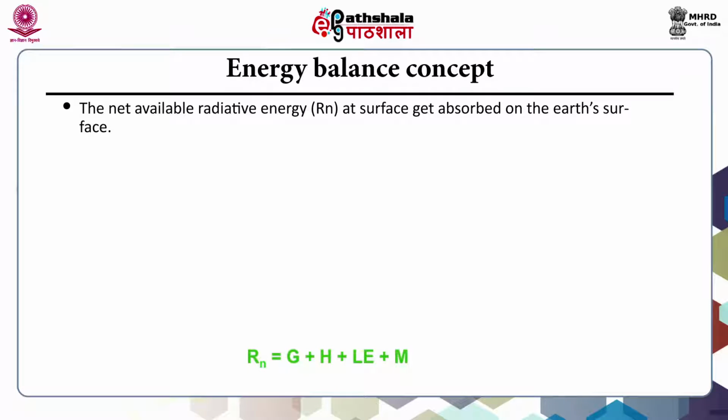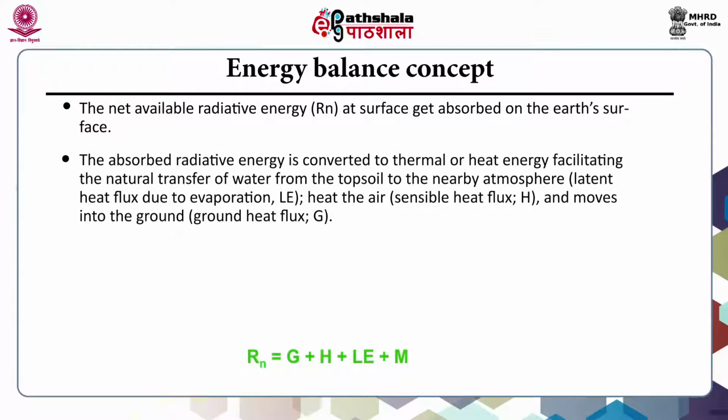Next one is the energy balance concept. The net available radiative energy, Rn, at the surface gets absorbed on the Earth's surface. The absorbed radiative energy is converted to thermal or heat energy, facilitating the natural transfer of water from the topsoil to the nearby atmosphere, that is the latent heat flux due to evaporation, LE; heats the air, that is the sensible heat flux, represented as capital H; and moves into the ground, that is the ground heat flux, which is given by G.